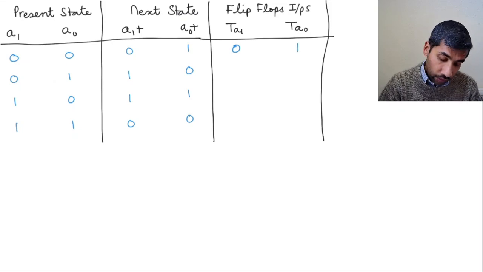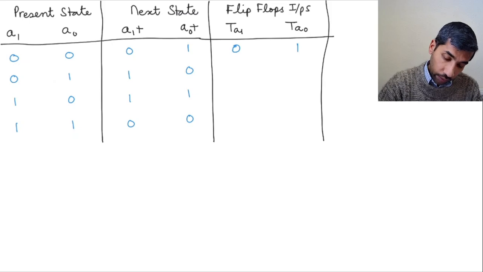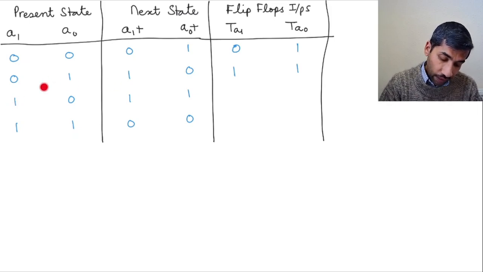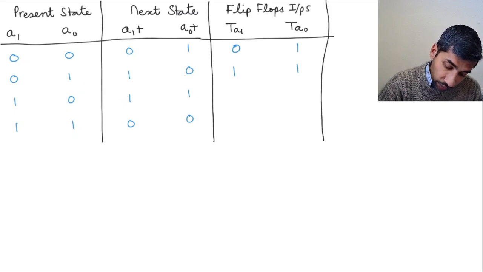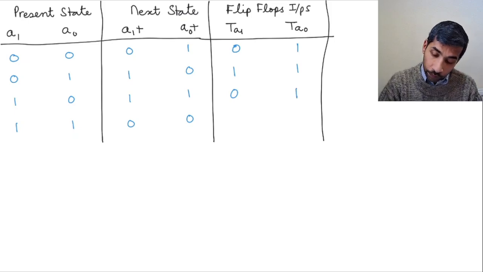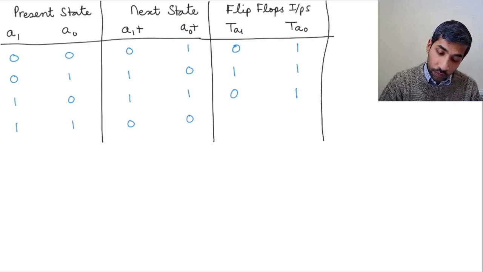Similarly, you can see that you want a 1 here and you want a 1 here. Both the inputs should be 1 because you want both A1 and A0 to change, to switch, right? So you get 1 1 here. And similarly, in this case, you don't want a transition in A1, but you want a transition in A0. So if you don't want a transition, you have 0. And if you want a transition, you need to have your TA1 as 1. In the final case, you want transitions in both the bits. So you want 1 1 to be here.